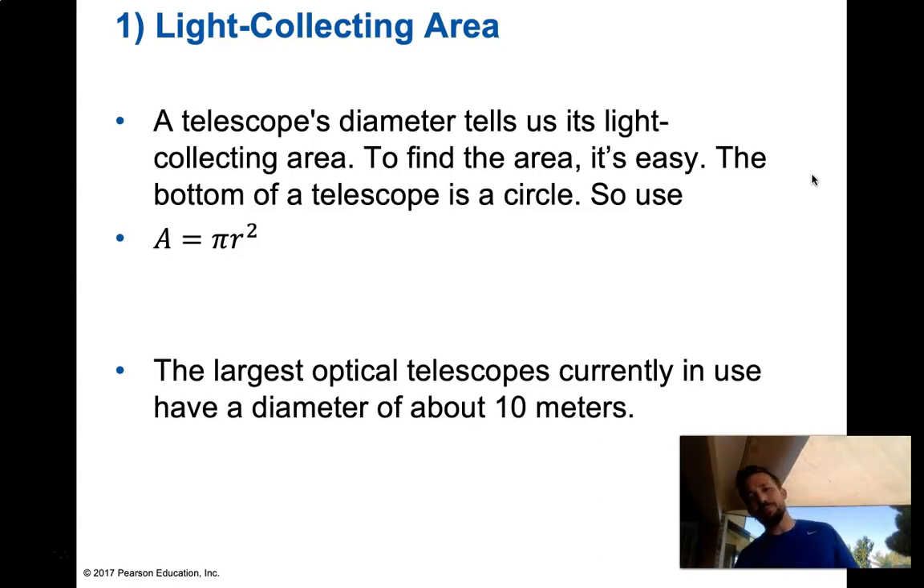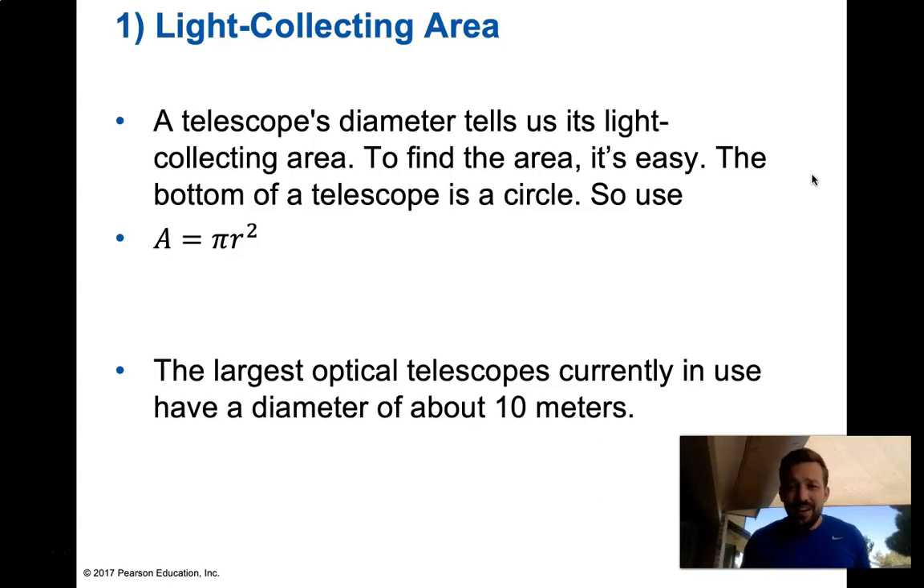Light collecting area is pretty easy. A telescope is just that big tube, and at the back, most modern ones have a big mirror. The bigger the mirror, the better the light collecting area. So basically, the larger the telescope, the better it's going to work. I'm not talking about large in terms of length, I'm talking about large in terms of width, because that's the mirror that's collecting light at the back. So a telescope's diameter tells you how big the light collecting area is.